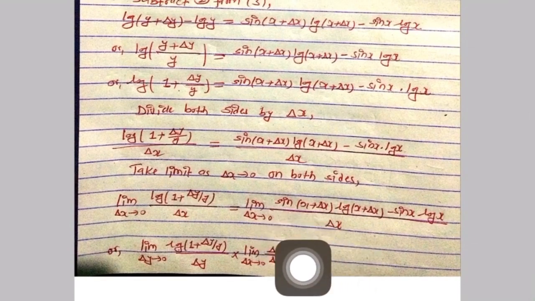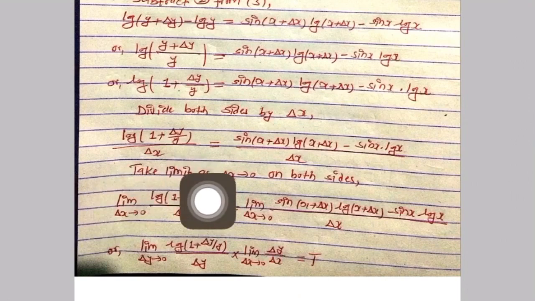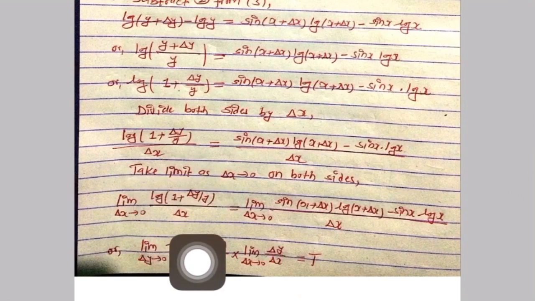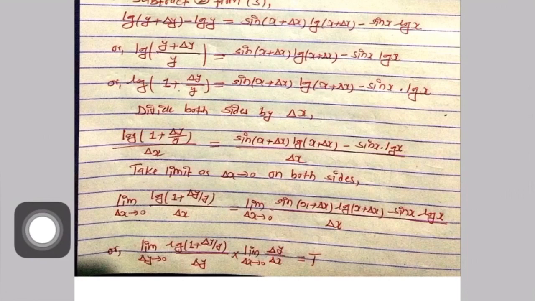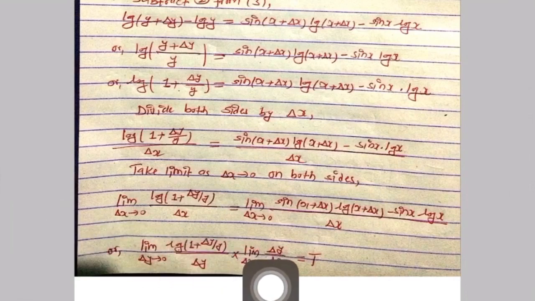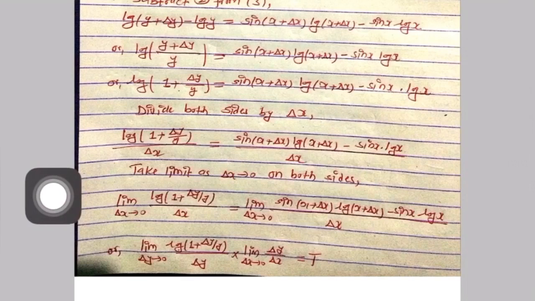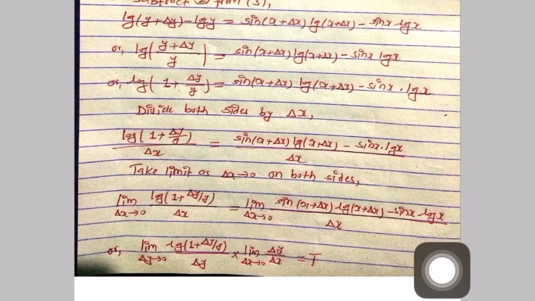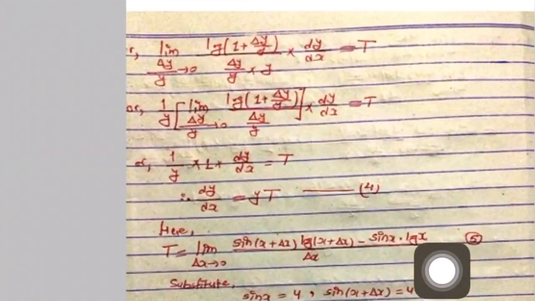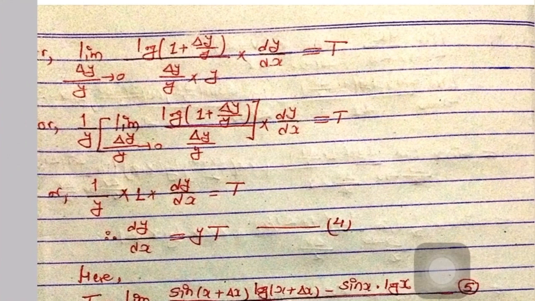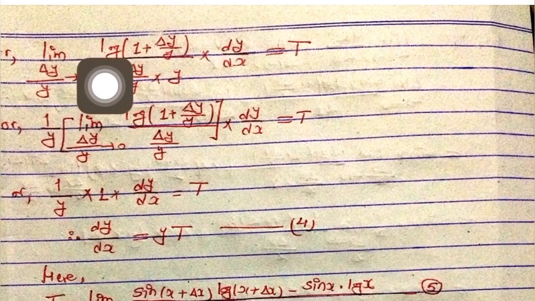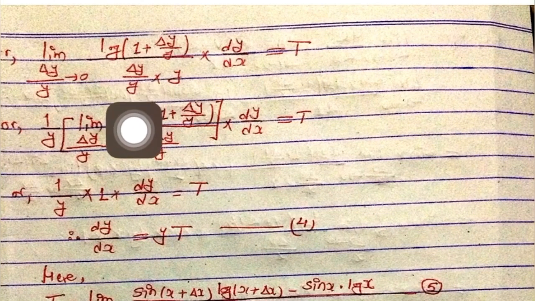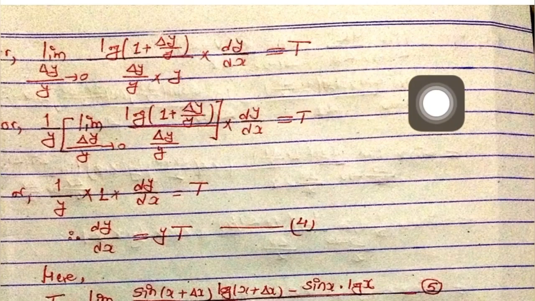This is represented as t, and on the left hand side we have to arrange this factor as this one. So limit del y tends to 0 of log of (1 plus del y by y) divided by del y, times limit del x tends to 0 of del y by del x, is equal to t. The right hand term is written as t here. Okay, further arranging on the left hand side, we get limit del y by y tends to 0 of log of (1 plus del y by y) whole divided by (del y by y), times 1 by y times dy by dx, is equal to t here again.